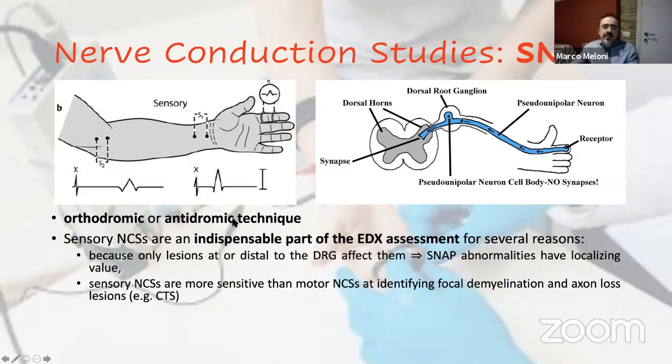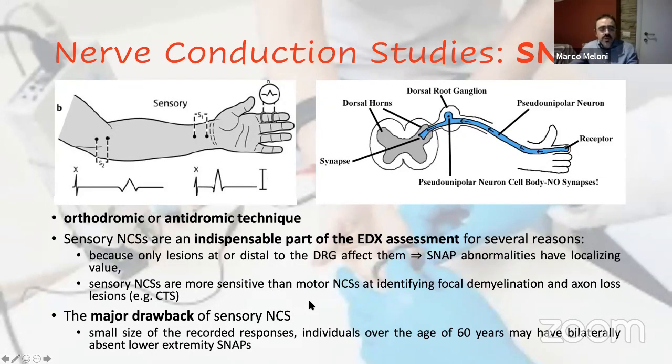The sensory nerve studies are an indispensable part of this examination for several reasons, because they are the only examination able to examine from the dorsal root ganglion to the distal aspect. So they have a localizing value, as I just told. And then the sensory nerve conduction studies are more sensitive than motor nerve conduction studies in identifying focal demyelination and axon loss lesions, like in carpal tunnel syndrome. The major drawback of sensory nerve conduction study is the small size of recorded responses, in particular in individuals over the age of 60 years. Sometimes in these patients, we can have absent lower extremity sensitive nerve action potentials. So just remember that.